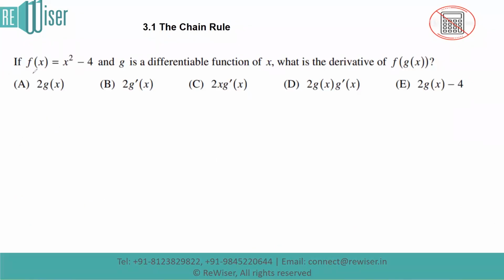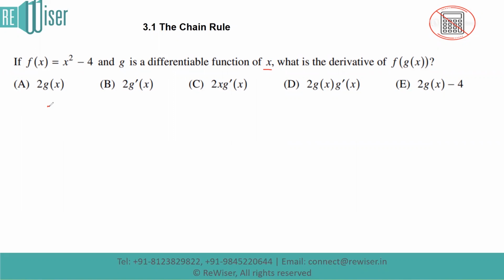We are talking about this: if f of x is equal to x squared minus 4 and g is a differentiable function of x, what is the derivative of f of g of x? This question comes under the chain rule. So we need to find out.